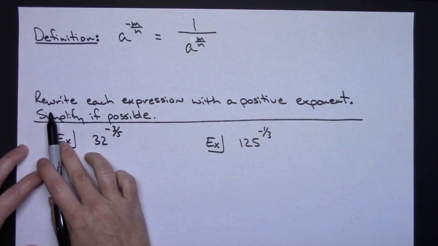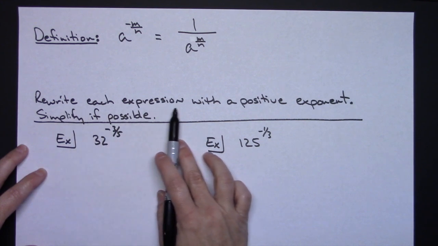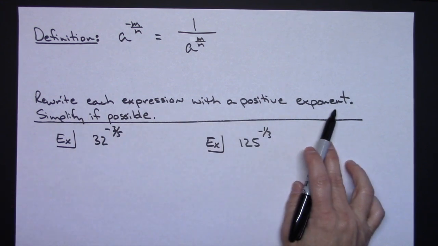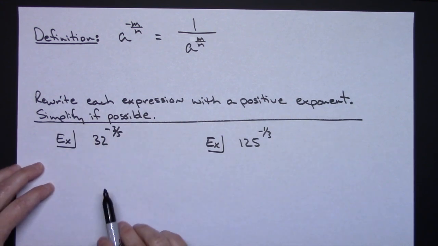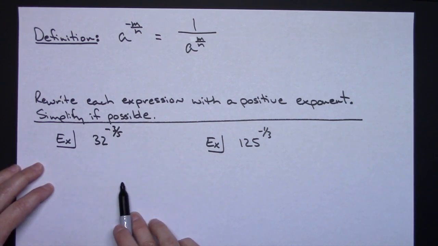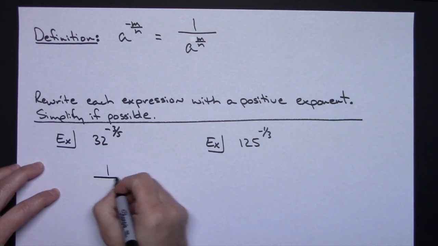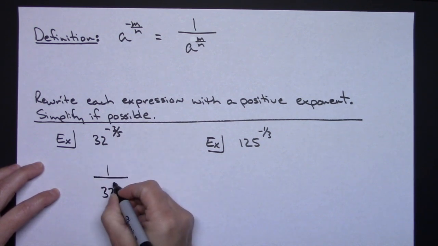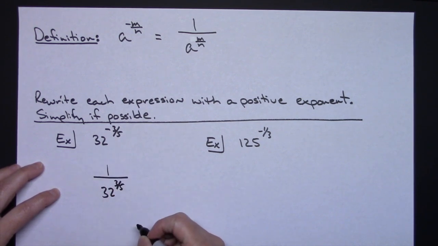So in this example right here, rewrite each expression with a positive exponent. So they're telling you what to do. Simplify if possible. Okay, so this entire expression is going to get moved to the bottom. I'm going to have a 1 on top, and it'll be a positive 3/5.